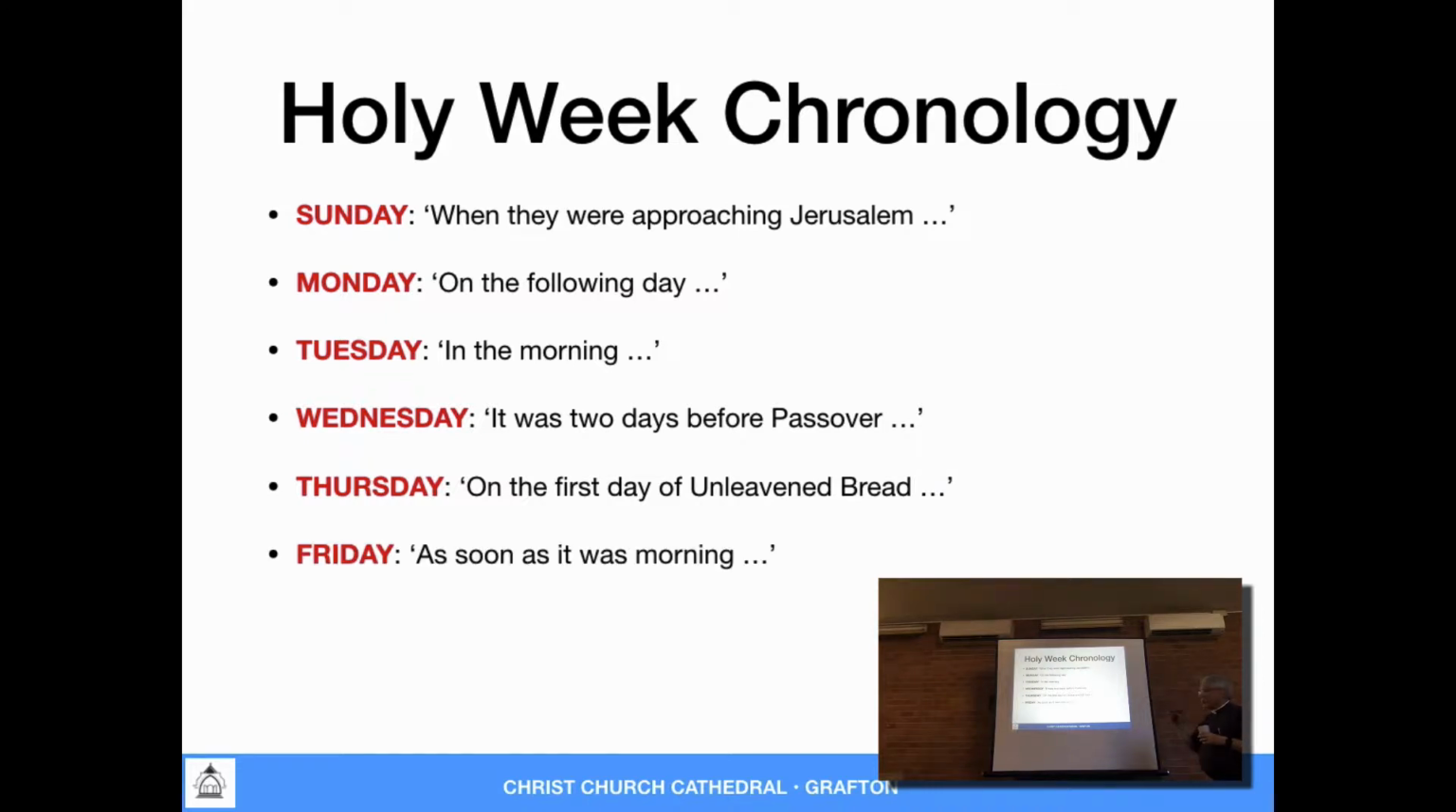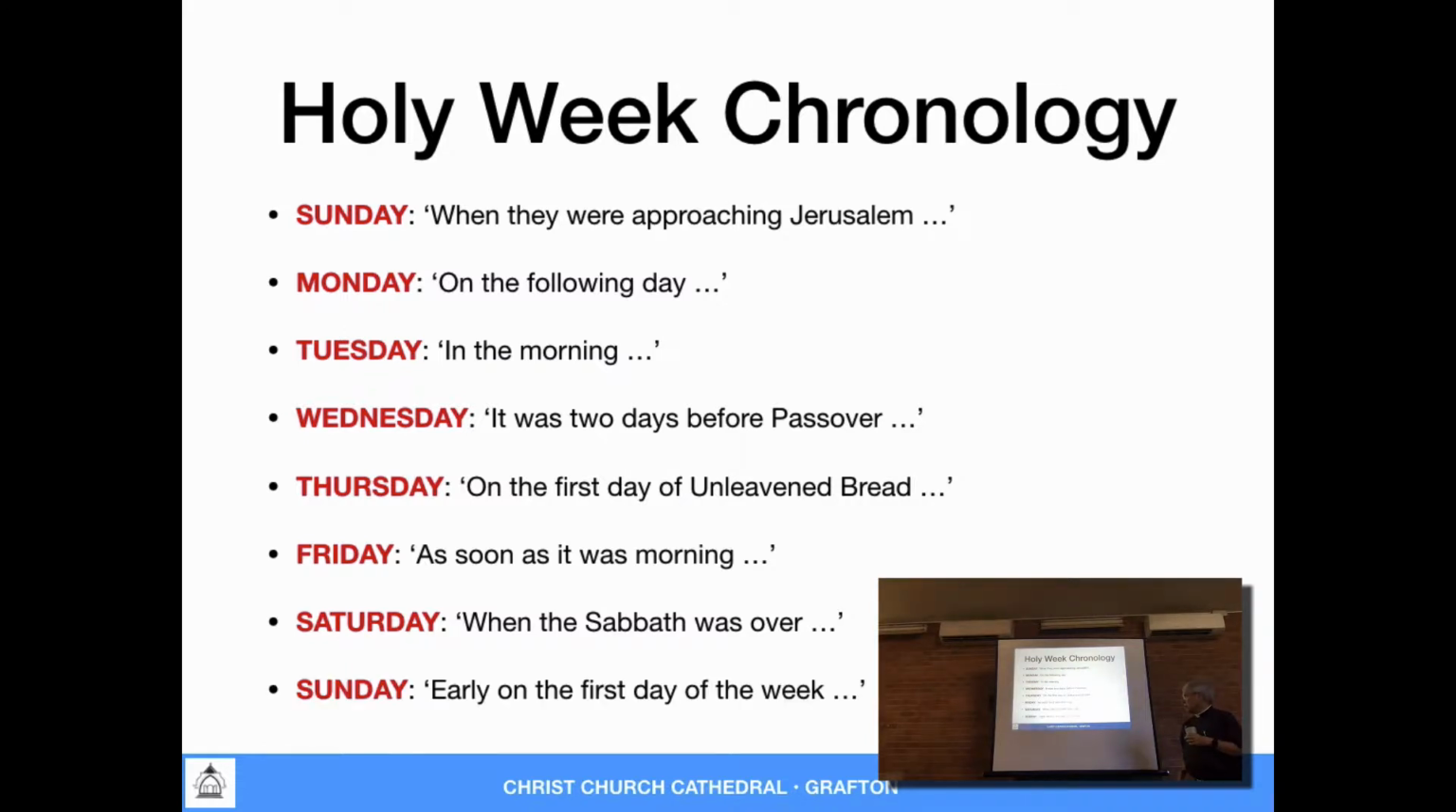Then we have, as soon as it was morning, which is after Jesus has been arrested, and then they're going to take him to Pilate's residence. Then there's a reference to Sabbath, when the Sabbath was over, which means there's been a day in between. And then, of course, very early on the first day of the week, women came to the tomb. So you get a kind of weekly schedule there. Now, you don't get that anywhere else in the Gospels.